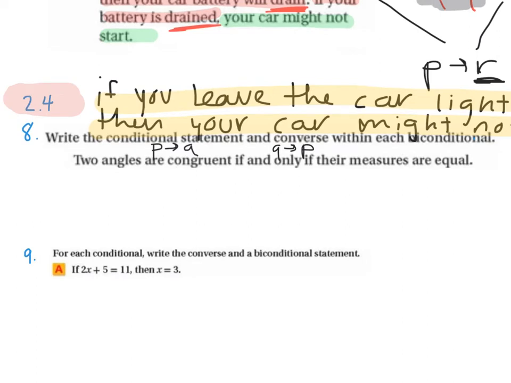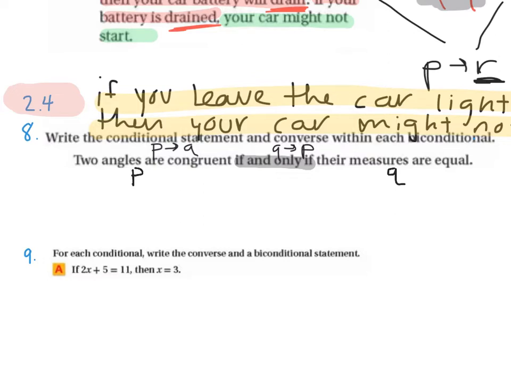So two angles are congruent if and only if their measures are equal. So we know the first part is our P and the second part is our Q. So the first part meaning the phrase before the if and only if, and the second part meaning the phrase after the if and only if. So we have two angles are congruent is our P, their measures are equal is our Q.